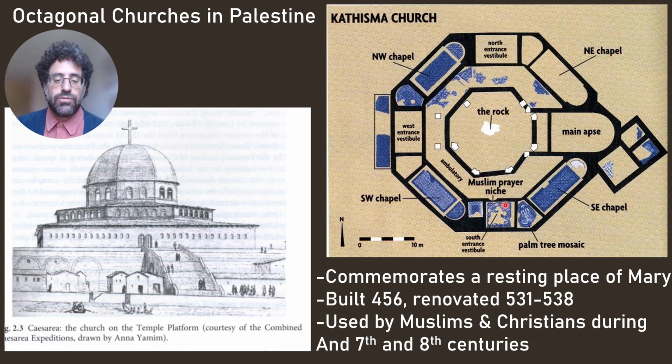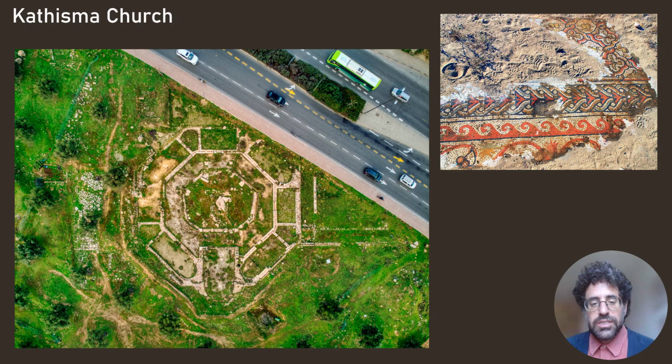So it was built in 456, renovated in 531, when it takes the form that it mostly does today. It doesn't exist anymore. It's a ruin that was rediscovered in 1992. But for two centuries, it was basically used as both a Muslim and Christian place of worship. And in fact, they built a mihrab, a prayer niche, into the south wall. And so people would have been familiar with this type of format and structure. And this is obviously what they built in the Dome of the Rock.